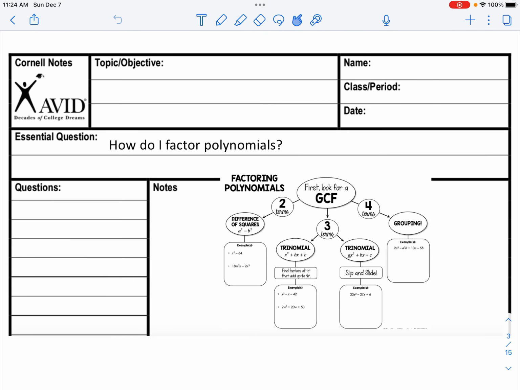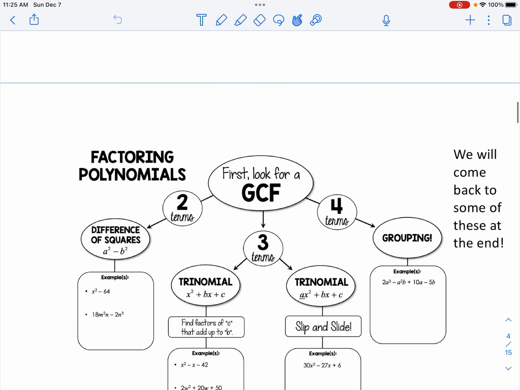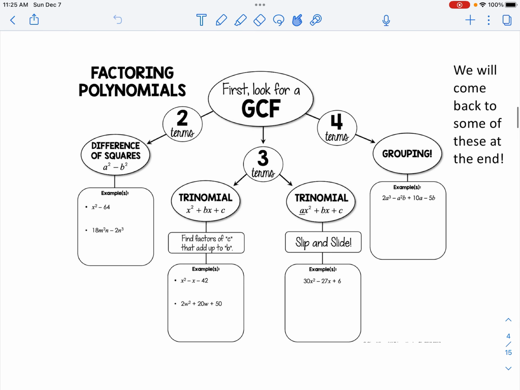So we're really going to use this flow chart. And for the most part, we're going to focus on 2 and 3 term polynomials. We will get to 4 terms, but we're going to start with this. So here's a little bit bigger picture of that.